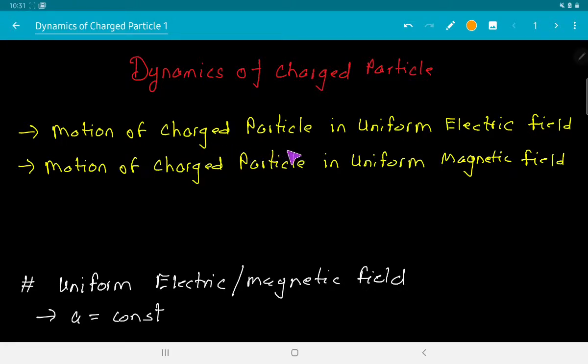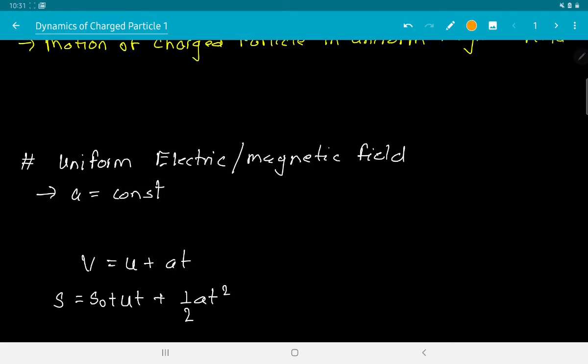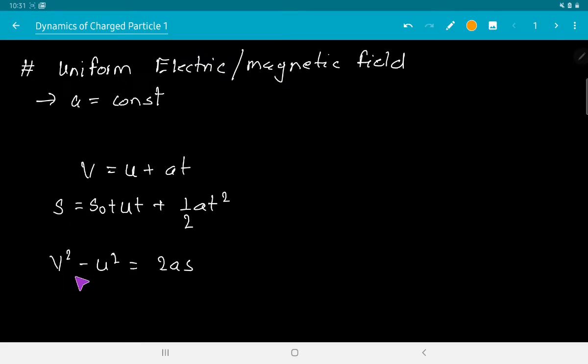As we know, charged particles means it may be a positive charge or a negative charge. Now, when we are talking about uniform electric field or magnetic field, that means we are saying that the acceleration is constant. And if the acceleration is constant, we can apply the equations of motion such as v is equal to u plus at, s is equal to s naught, that is initial displacement, plus ut plus 1 half at square, and v square minus u square is equal to 2as.